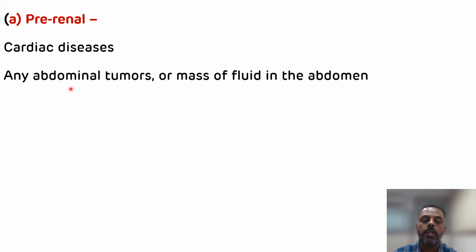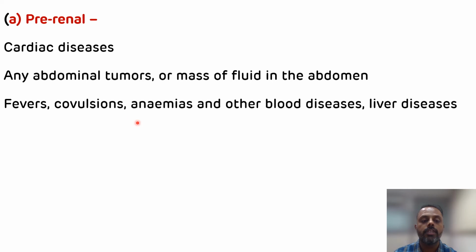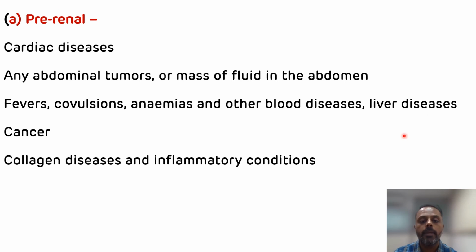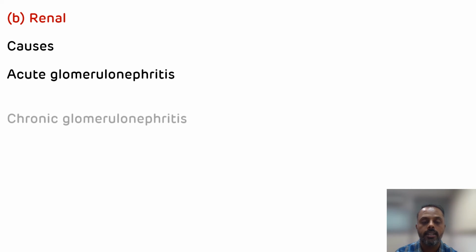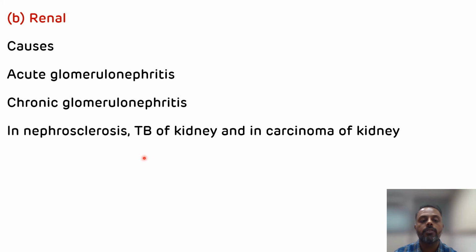Second one is any abdominal tumor or mass of fluid in the abdomen which exerts a pressure effect on the kidney. Then fever, convulsions, anemias, other blood diseases or liver diseases. Then cancer, and any inflammatory or collagen diseases. In cancer, collagen diseases and inflammatory conditions, there is an increased synthesis of mucoproteins which results in proteinuria. Now, renal causes. The renal causes are acute glomerulonephritis, chronic glomerulonephritis, nephrotic syndrome, nephrosclerosis, tuberculosis of kidney, or carcinoma of kidney. So these are the causes of renal proteinuria.